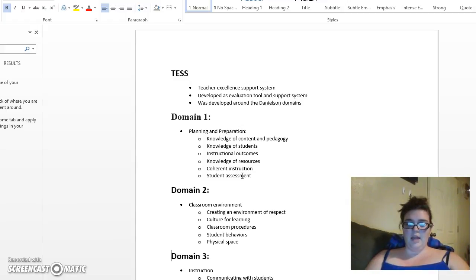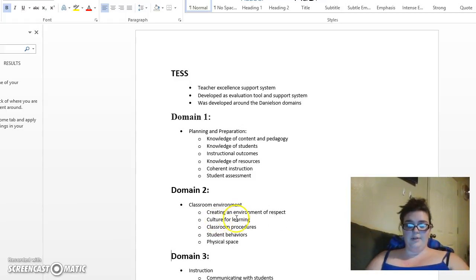Domain 2 is the classroom environment, and it's creating an environment of respect, and that's teacher interaction with students and also students' interaction with other students. And there has to be respect in your classroom between teachers and students and students and students, or you're going to have a terrible year and you're absolutely going to hate it.